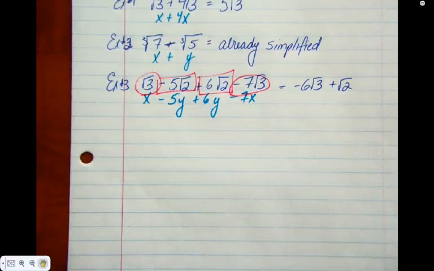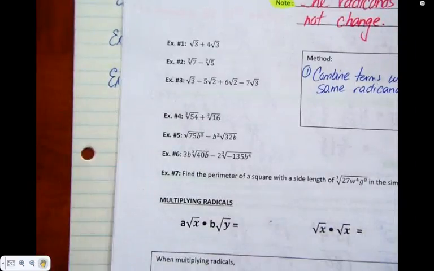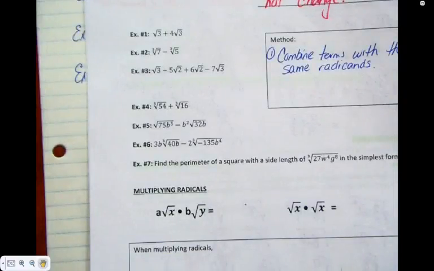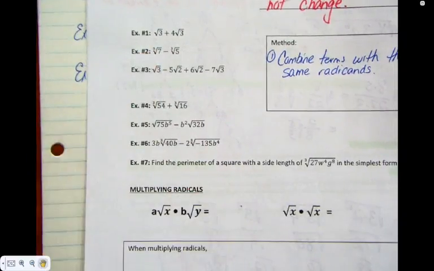But wait, let's step it up. Take a look at number 4. So what's different about number 4 that we haven't seen yet in 1, 2, or 3? Maybe think about what we did on Friday. Different radicands. Well, we had different radicands up here. So what did we do on Friday?